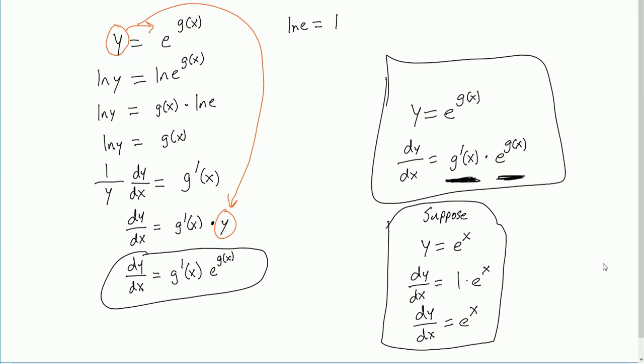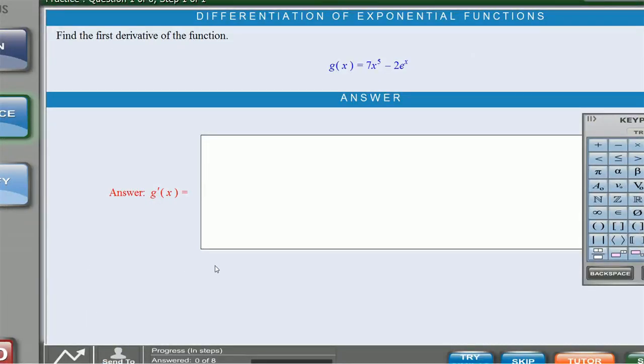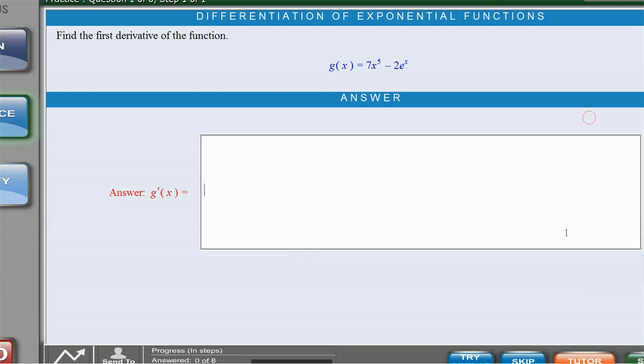Okay, let's take a look at the homework. So again, this is in section 5.4. You should see a question like this as your first one. g(x) equals 7x to the 5th minus 2e to the x. And they ask us to get the derivative. So let's do that.